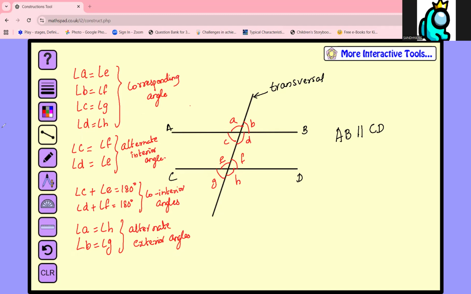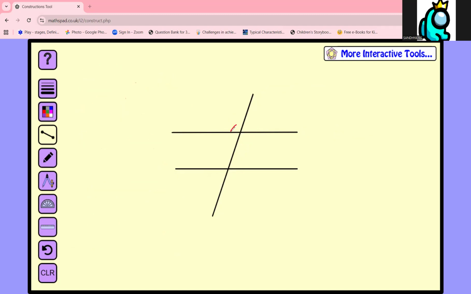Okay, let's see one question. If the measure of this angle is given as 40 degrees, find all the other angles. That is the question. So first step, we can write this angle as 40 degrees, because this is a vertically opposite angle. Then this angle also becomes 40 degrees, that is a corresponding angle, and this angle becomes 40 degrees because of the corresponding angle, correct?